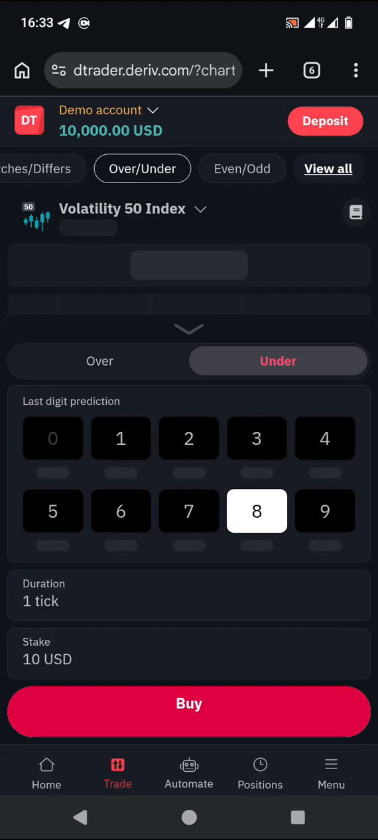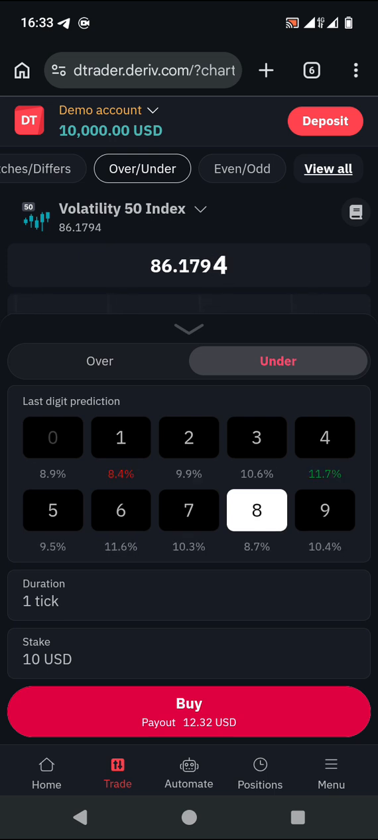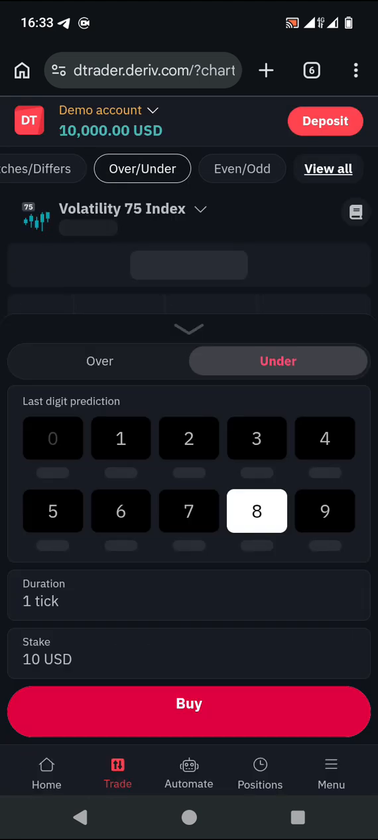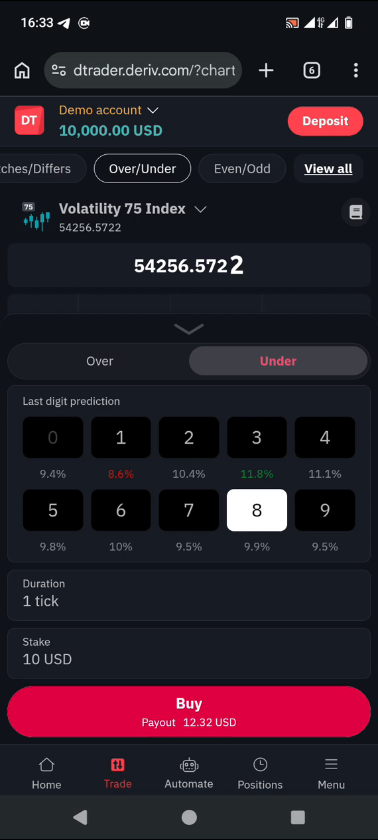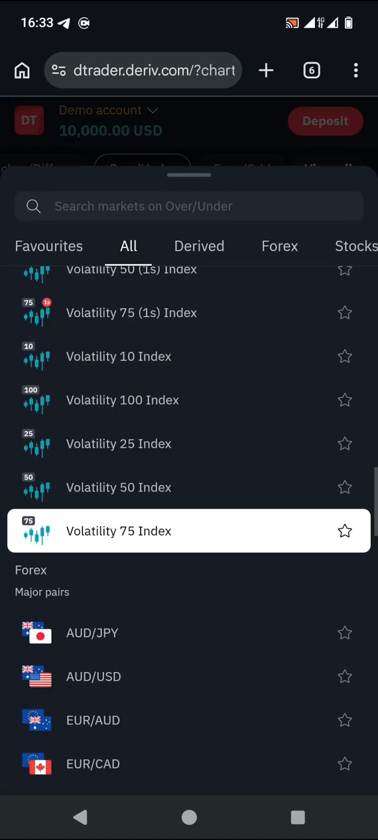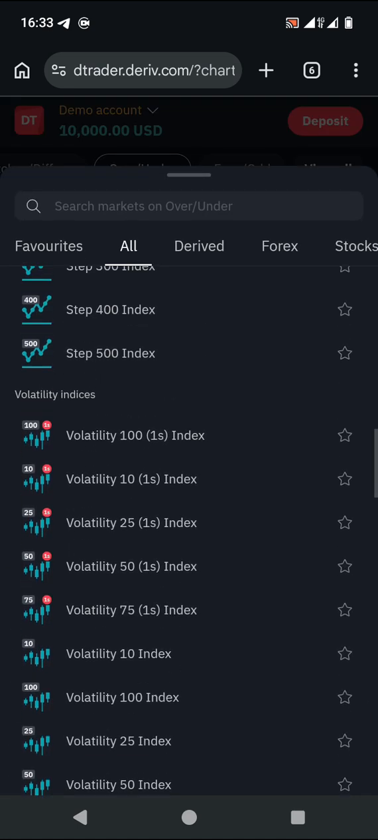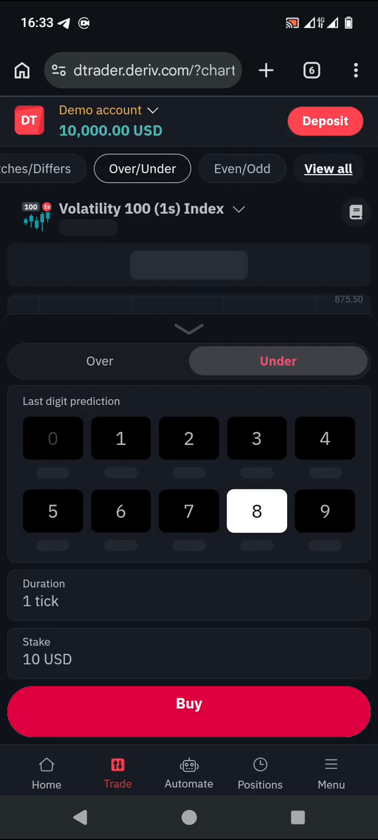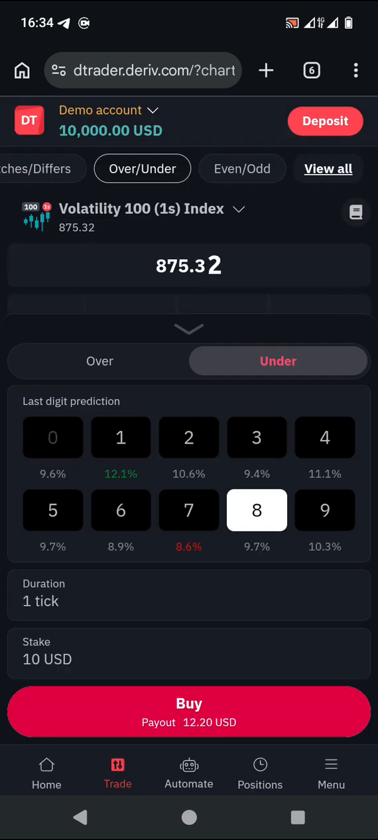Volatility 50. Let's wait. This one has not met our condition again. So let's keep on looking for a conducive volatility to trade. This one has not met our condition. So we are going to start again until we get the volatility that has met our conditions. Yes, as you can see, this one now has met our condition.